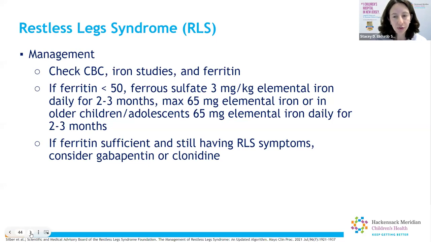For younger children, it's 3 mg/kg of the elemental iron for 2 to 3 months. I max out at the teenager adolescent dosing of 65 milligrams elemental iron. For older children and adolescents, and for adults, you can just give them 65 milligrams elemental iron a day for 2 to 3 months and then recheck labs. If their ferritin is good and they're still having symptoms of RLS, then there are medications we can use such as gabapentin or clonidine, but you always want to target that ferritin level first.